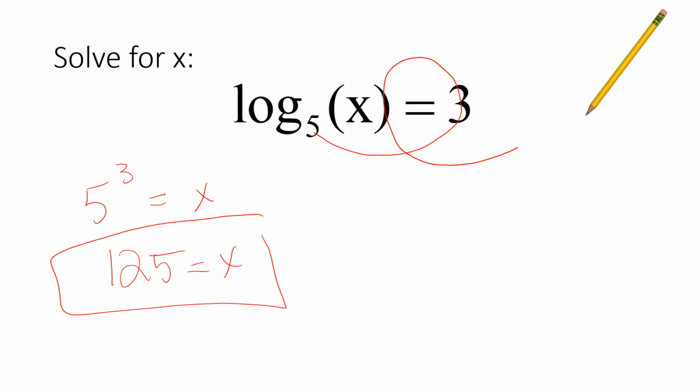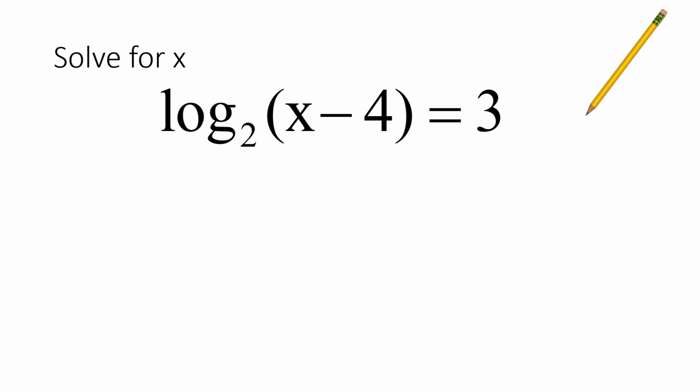So in the first three examples, we had two logs equal to each other. If they had a common base, we could just set their values equal to each other. Now if we have one log, we're going to rewrite it in exponential form, okay? So let's try that again. We're going to rewrite this in exponential form because we only have one log.